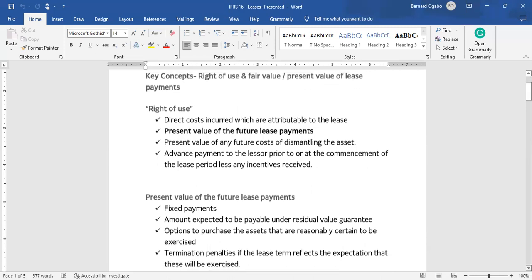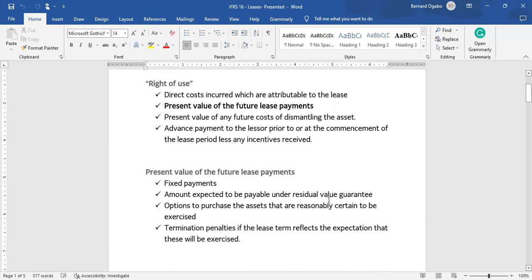Then amount expected to be payable under residual value guarantee. In a lease agreement, you enter an agreement to take an asset from the owner of an asset called a lessor, and you will be the lessee, and you make payments to the lessor as compensation for the asset that you are using. So if you are using the asset for 5 years, for instance, and you tell the lessor that the asset at the end of 5 years will be worth 100,000, if the asset falls below that value, you are supposed to make some payment to the lessor. That's what we call residual value guarantee.